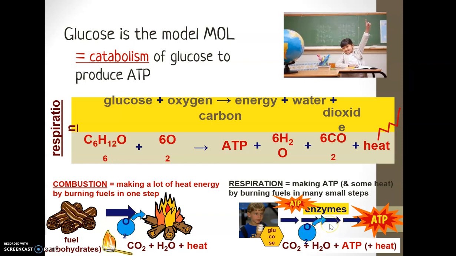Once we add in that oxygen with that glucose, we can then produce water, carbon dioxide, because that is what we breathe out, and ATP.